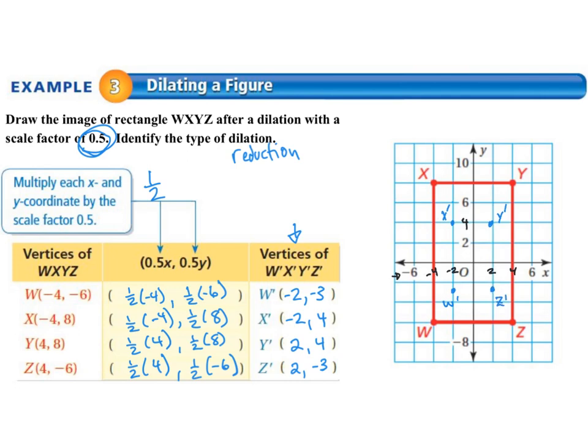Let me draw in those lines. And there you have it. That's a reduction. Notice our image is smaller than the original figure. Again, because kids like the way it looks, I'm going to add in those lines to connect the center of dilation to all the points. So again, any and every dilation of rectangle WXYZ is going to end up somewhere on those lines.